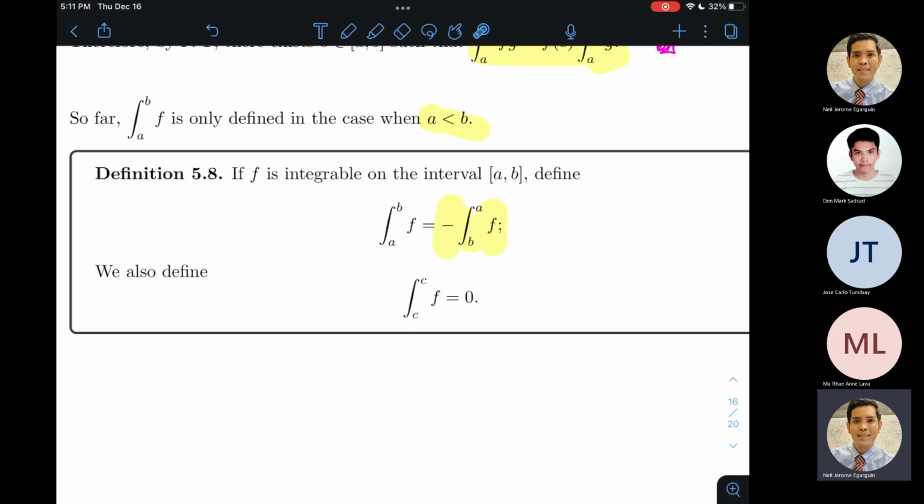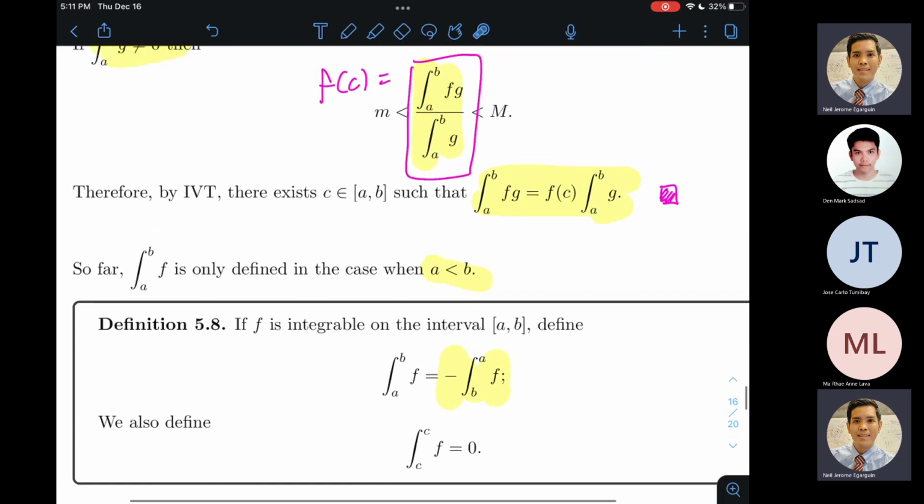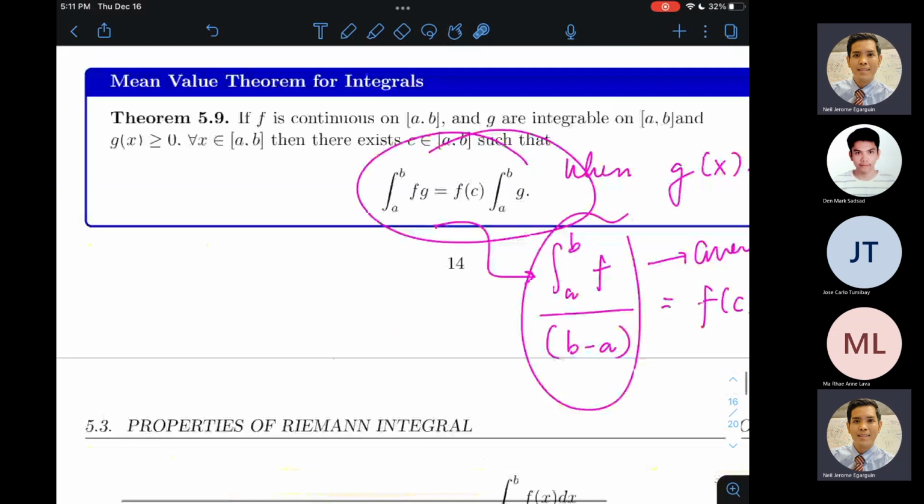Okay? Now, this definition will have far-reaching applications, not only in the theory of measures and theory of integration, all right? Pero isang immediate consequence niya ay dun sa additive property.